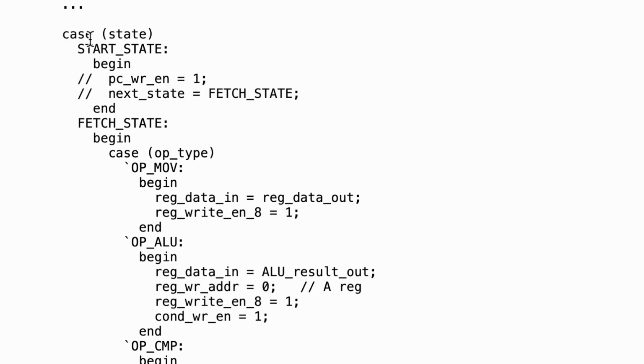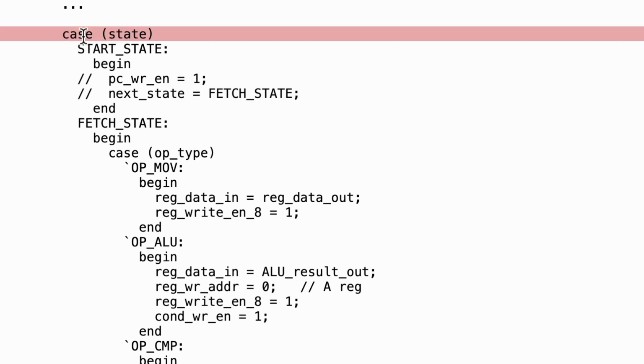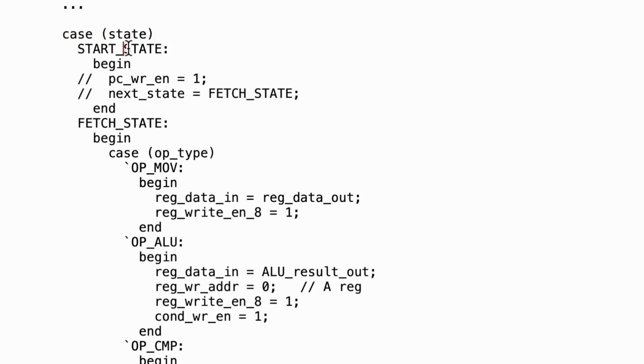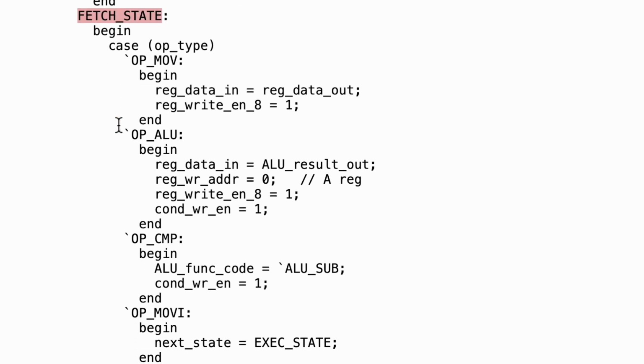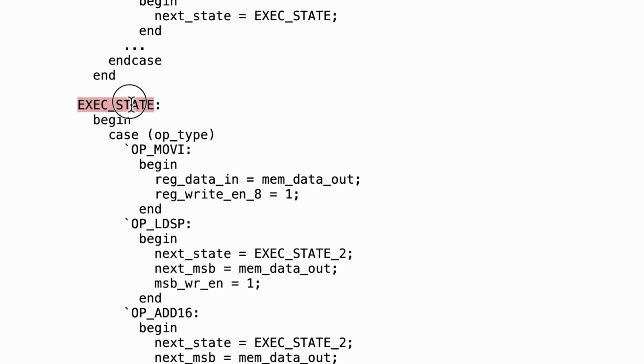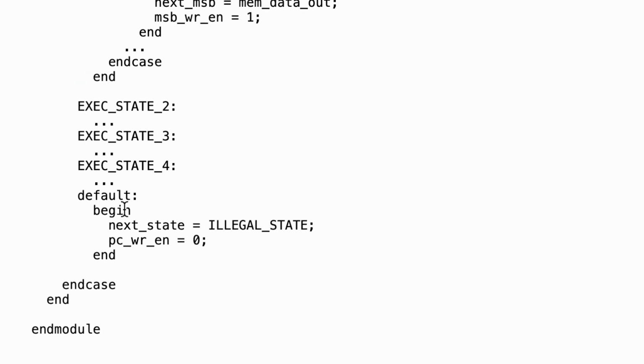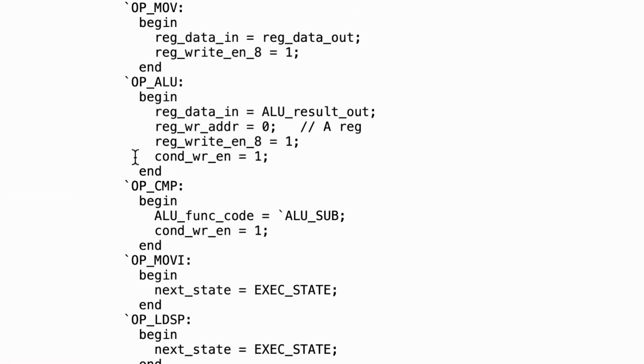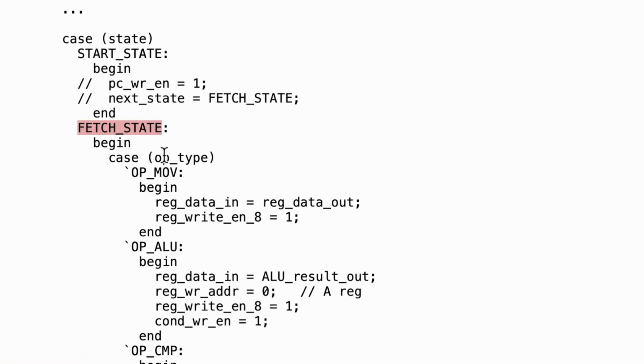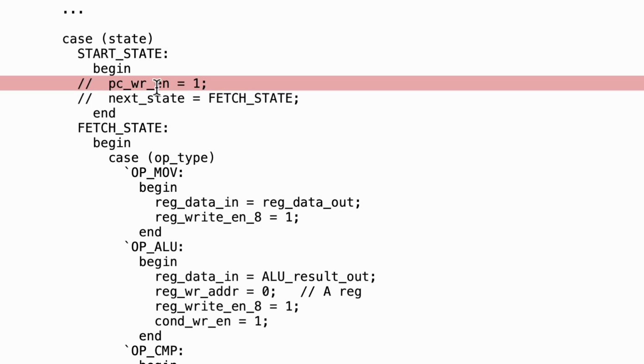The body of this construct is a case statement that looks at what state we're in. We're either in the start state, or the fetch state, or the execute state, or execute 2, 3, and so on. Within the state that we're in, we then check to see what kind of instruction we have by looking at the op type value. In the start state, we basically don't do anything. We just allow the memory time to fetch the first instruction. So our defaults for updating the program counter and going into the fetch state are fine.